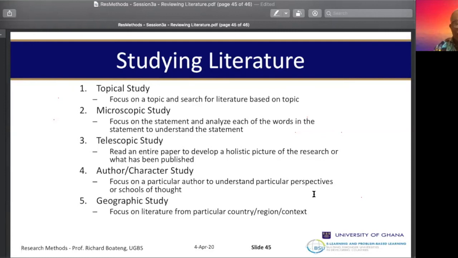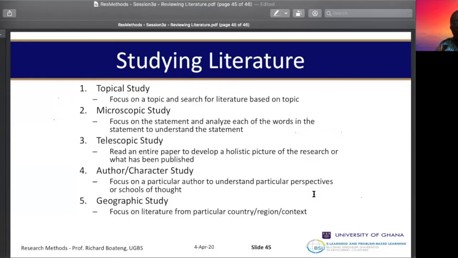It's called a microscopic study. You break down a particular statement. Like when we were studying literature review, I said literature review is a synthesis of available resources and materials which have a strong relation to the topic in question. And I started explaining what the synthesis is, what the strong relation is, what the available materials are. All of it was trying to establish what literature review is, and it's a microscopic study.